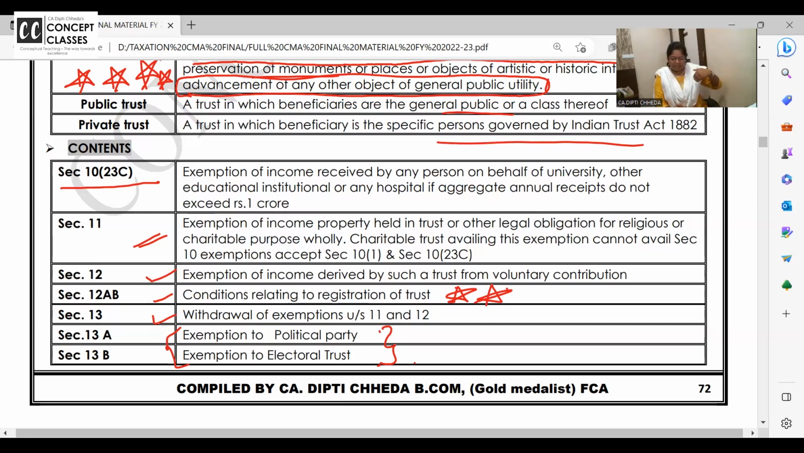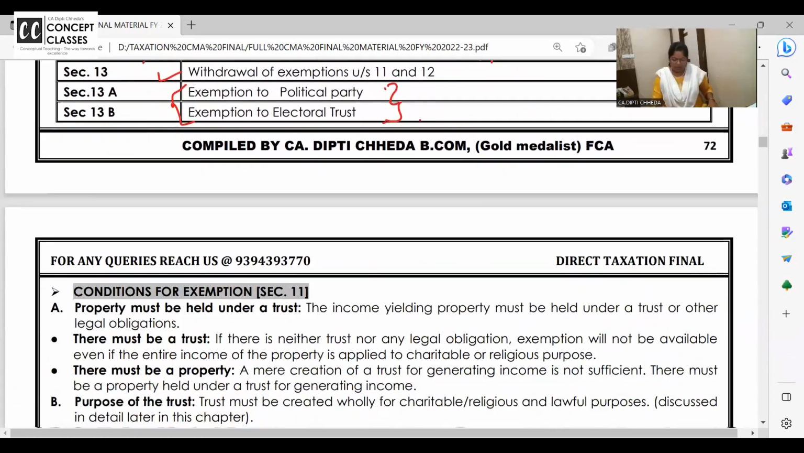A trust can be registered under 12AB or it can be registered under 10(23C). Exemption of income received by any person on behalf of universities, educational institutes or hospitals if aggregate annual receipts do not exceed 1 crore. So if it is a university, hospital, school, college where the income does not exceed 1 crore, they can claim exemption under 10(23C). In all other cases, exemption under section 11. This is like an 'or'. The conditions of both are almost the same.